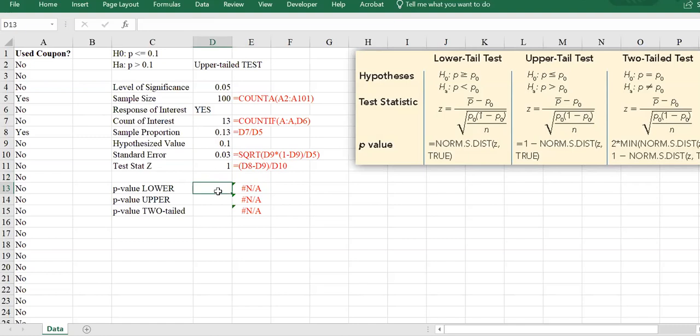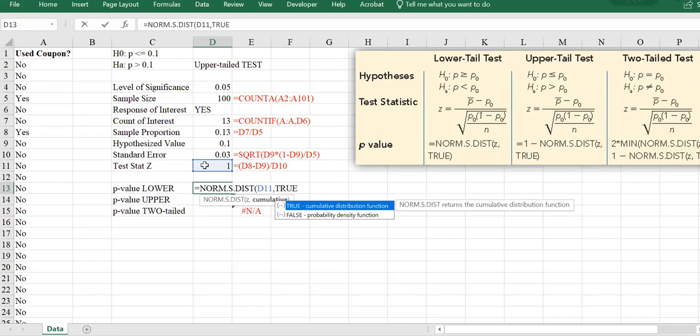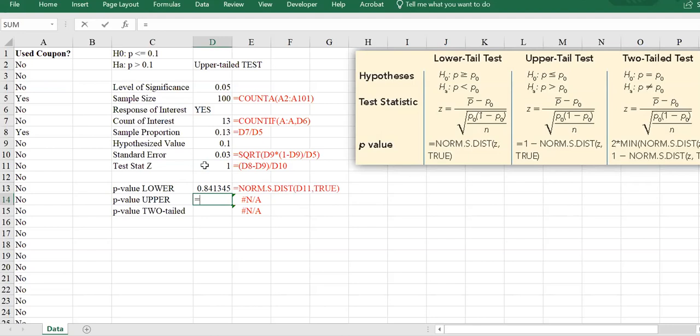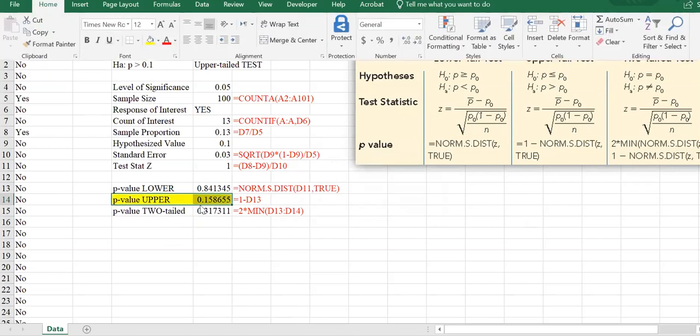And let's go ahead and find the p-value lower tail, NORM.S.DIST for 1 and true. So that's the p-value lower tail. 1 minus p-value lower tail is the p-value upper tail, and 2 times the minimum of lower and upper tail would give us the p-value two-tail. This is an upper tail type of test, so we just need to get the p-value upper tail. We just need to focus on this one for our conclusion purposes.